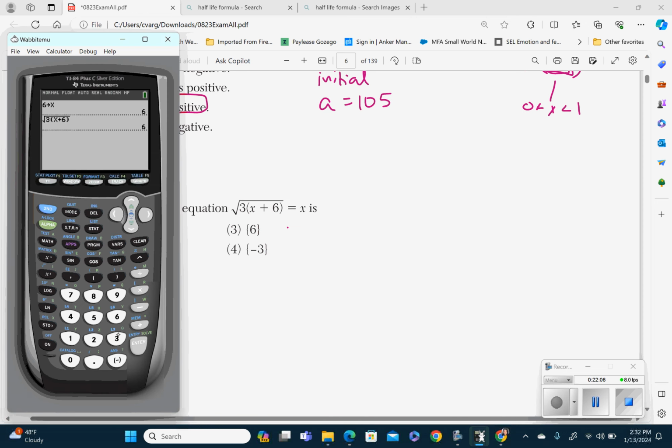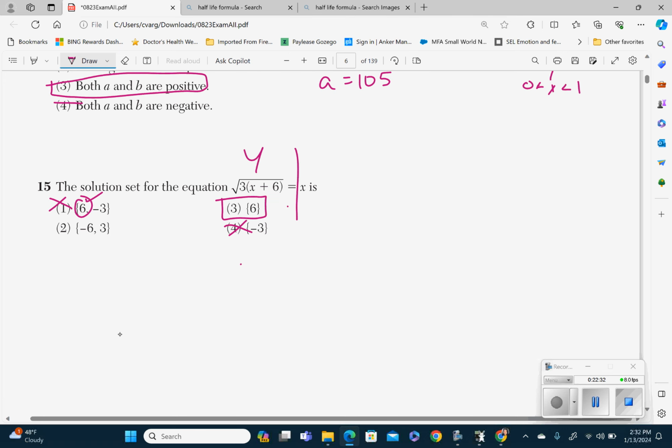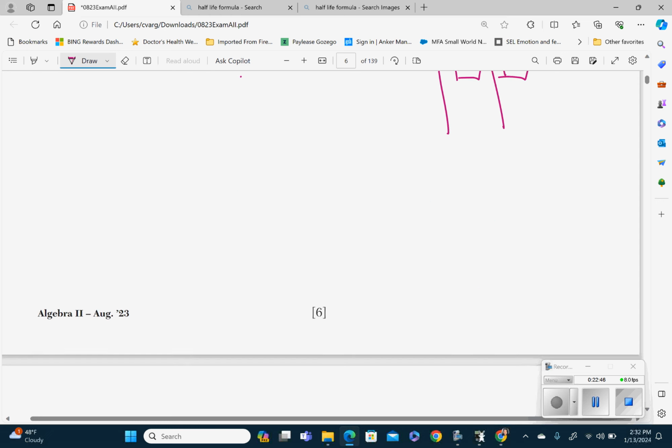Let's see if option number 1 works. So -3, we could store that in for x, hit enter, and we can go up and grab this just because I'm being lazy. If I get -3, that does work. I don't get -3, I get 3. So that means that anything that has -3 is wrong, and the only one that works is 6. Number 2 says -6. That's out. Or you could do y1, y2, go to the table and see where your y1s and y2s are the same. The only one that's going to work is 6.